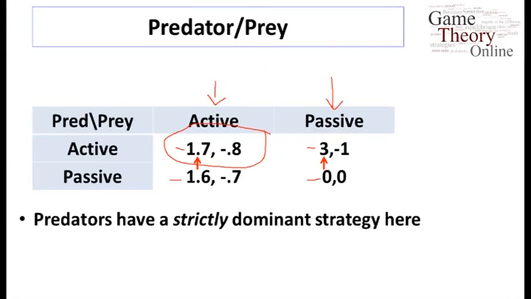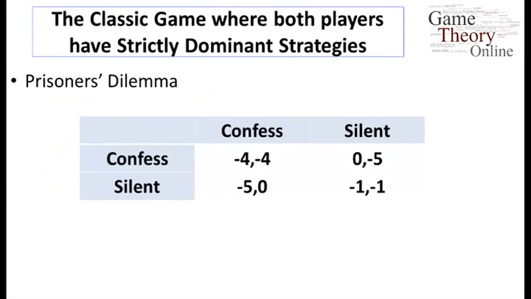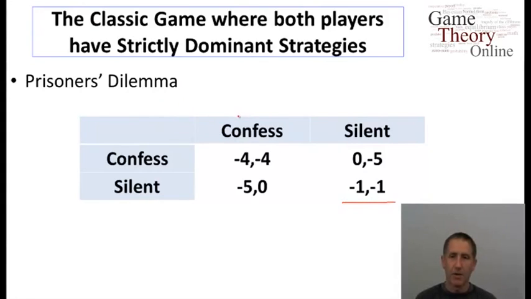Contrast this with the next game, which is perhaps the most famous game in game theory, called Prisoner's Dilemma. The story goes like this. Two prisoners have been captured and they are given the opportunity to do one of two things. They can each either confess to the crime or deny it and remain silent. If they both remain silent, then they get some moderate punishment of -1. If, on the other hand, they both confess, then they get the most severe punishment of -4.